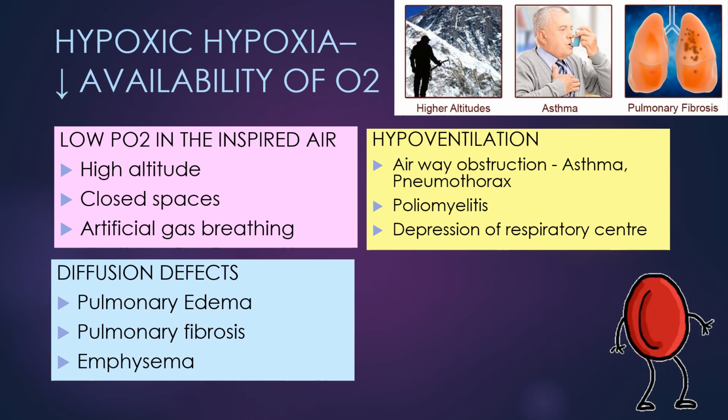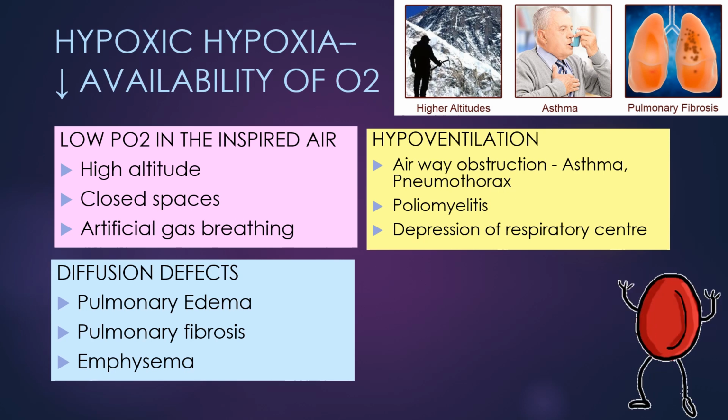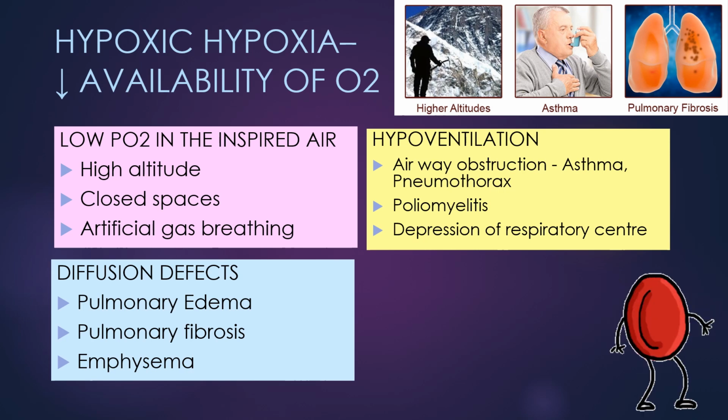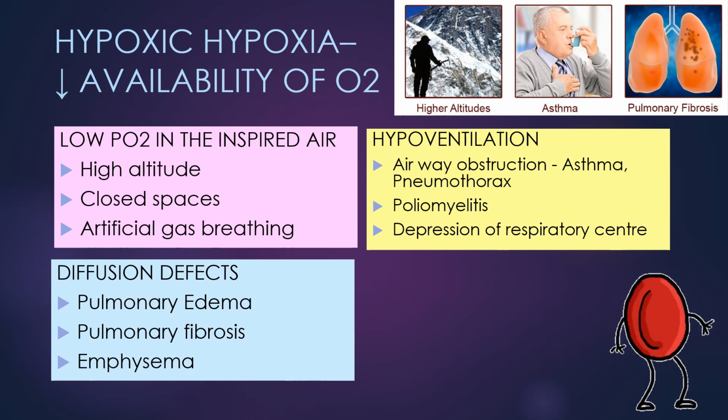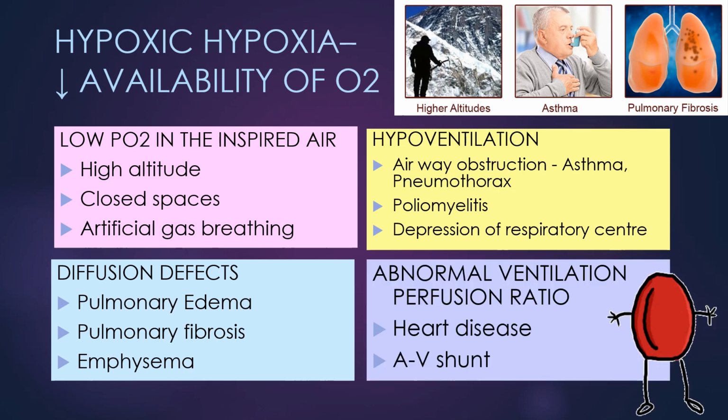And then diffusion defects, so pulmonary edema. In pulmonary edema there will be increased thickness of the respiratory membrane, so diffusion will be difficult. And then pulmonary fibrosis, so the lungs will be having non-functioning respiratory membrane, so most of the fibrosis part will not take part in the diffusion. And then emphysema, so marked reduction in the area of the respiratory membrane. So these are all the causes of the diffusion defects. And then abnormal ventilation perfusion ratio, so in case of physiological shunts, and in case of any heart diseases, and the AV shunts.